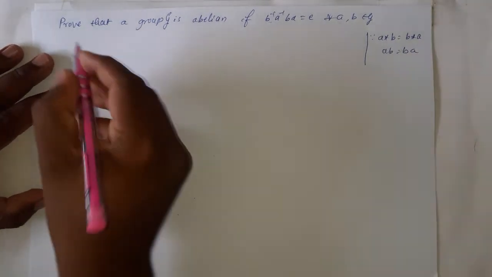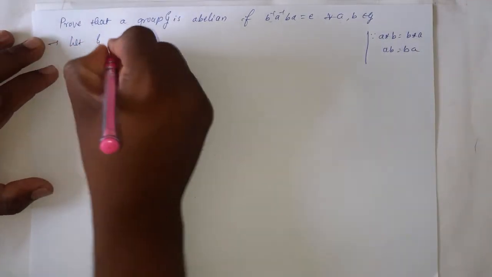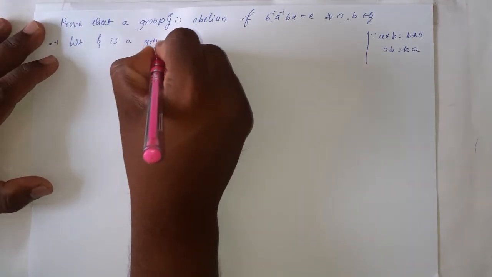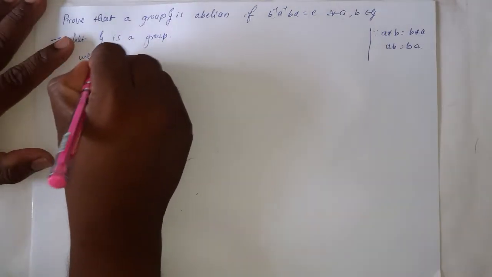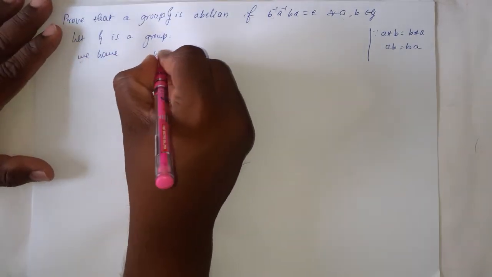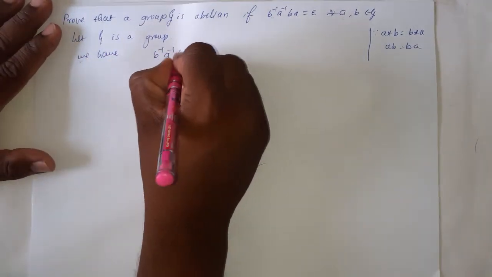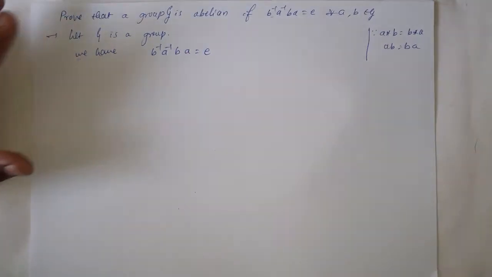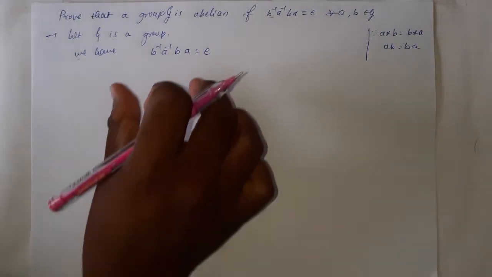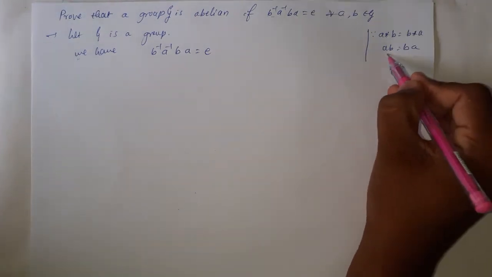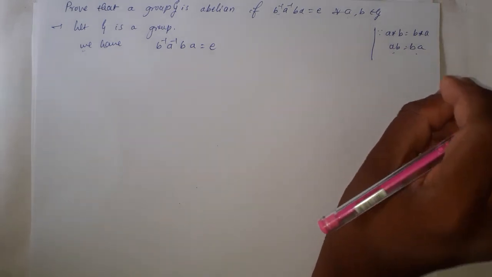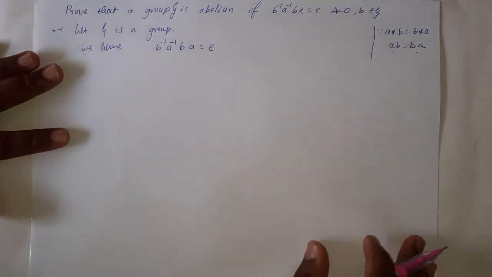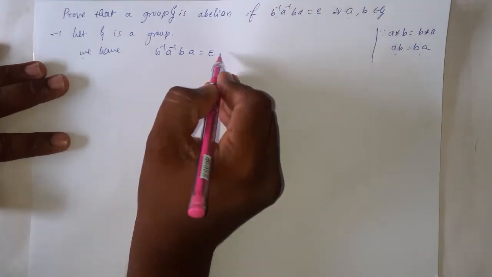So therefore here let G be a group. Now here the given condition we have is B inverse into A inverse into B into A is equal to E. So it is the given condition. By using this condition we need to prove that AB is equal to BA. If we prove this condition, then it is enough to say that G is an abelian group. So therefore now it is the given condition.